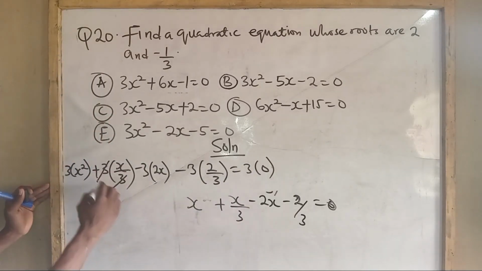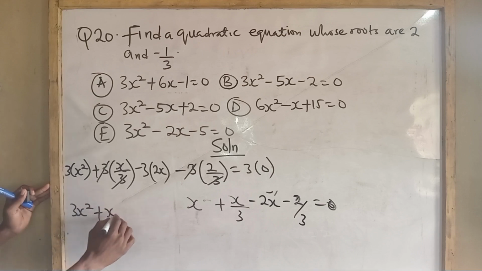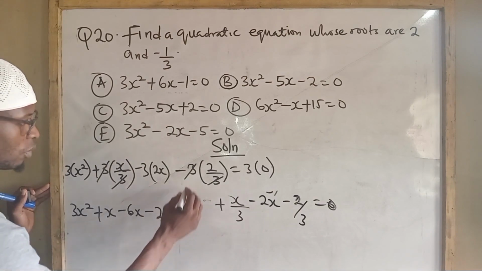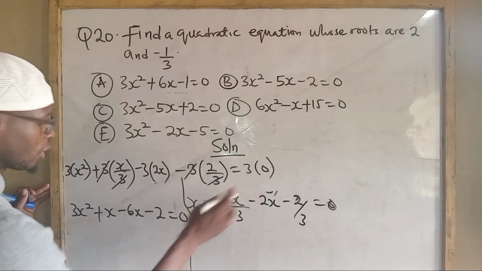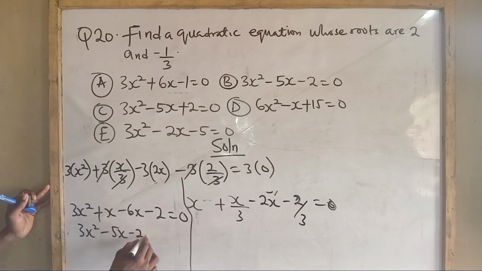You can see how the cell multiply 3 with everything. So this 3 will cancel out this 3. 3 cancel out this 3. So we are left with what here? 3x squared plus x minus 6x minus 2 is equals to what? 0, because this will give you 0. So here we can have it as 3x squared. X minus 6x gives minus 5x minus 2 is equals to 0.